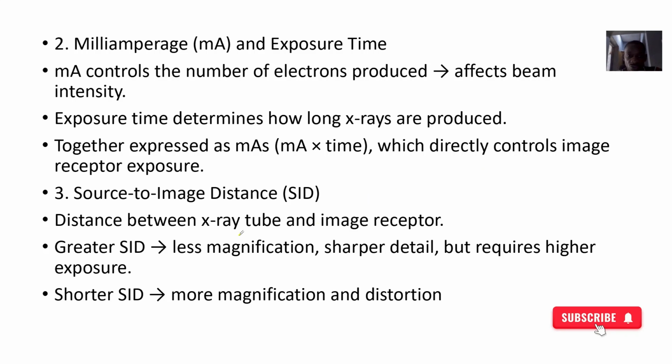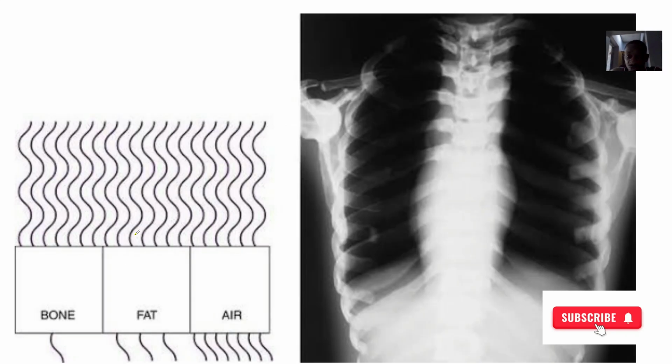Also we have the source to image distance. We are looking at how far the radiation source is from the image receptor. So with a greater source to image distance, there's less magnification and sharper detail, but it requires higher exposure. And the shorter one should actually be the opposite.